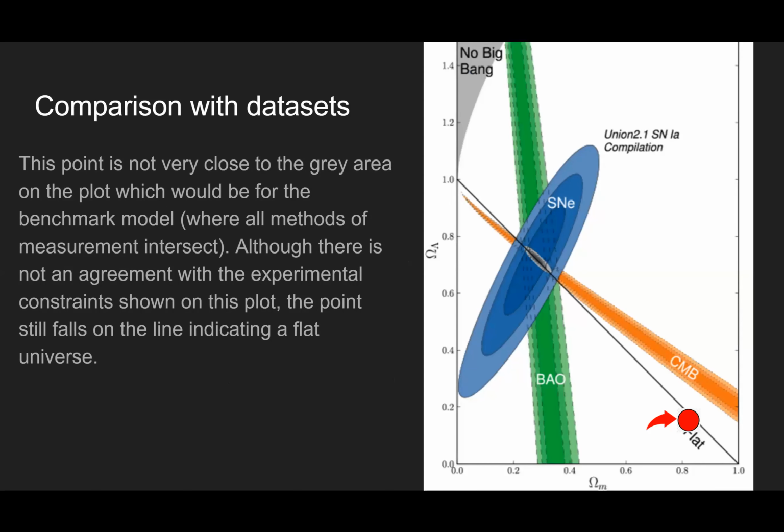Next, comparing this with data sets. So here's my point right here, this red circle, all the way at the bottom right corner of the plot. As you can see, it's nowhere close to this gray area, which is where all the various methods of measurement intersect. And although there is not an agreement with the experimental constraints shown on the plot, this point does still fall on this line right here that indicates a flat universe, which makes sense. And that is it.